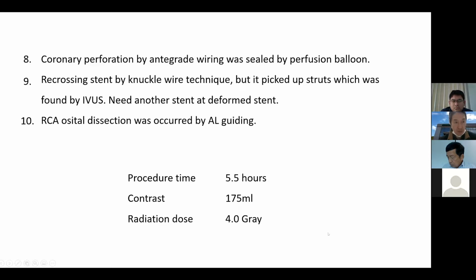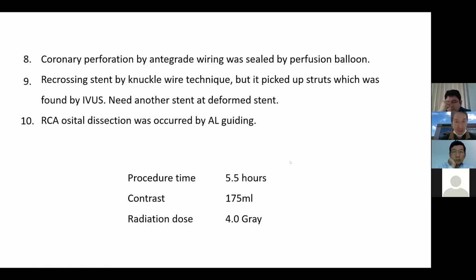So eight, coronary perforation by antegrade wiring was sealed by the perfusion balloon. And then the re-crossing of the stent by knuckle wire technique picked up some struts, which was found by IVUS. And we also needed another stent at the deformed strut part. And finally, RCA ostium dissection was caused by the Amplatz guiding. So this was a very long day, the procedure time was 5.5 hours. The total contrast used was 175. The radiation dose was 4 gray.